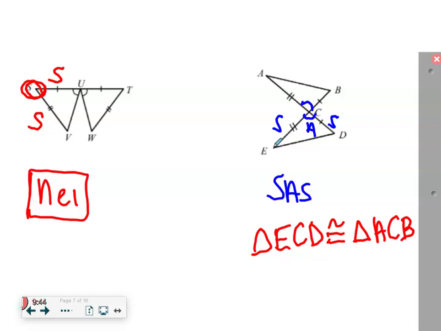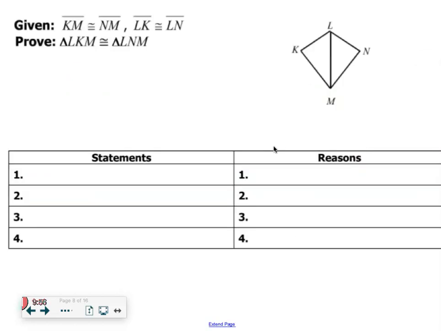All right, let's try some proofs. The angle is always in the middle. It has to be. If it's not, then it doesn't work. Did it click? Not really. Okay.